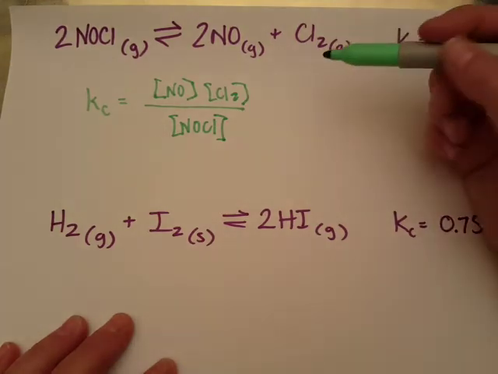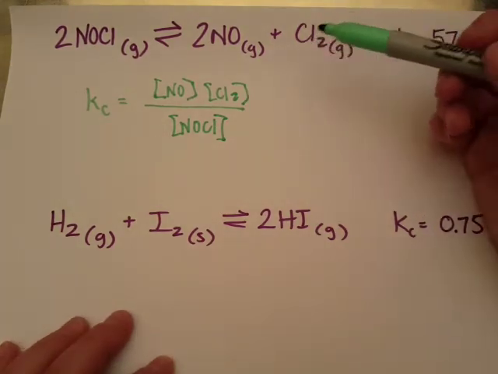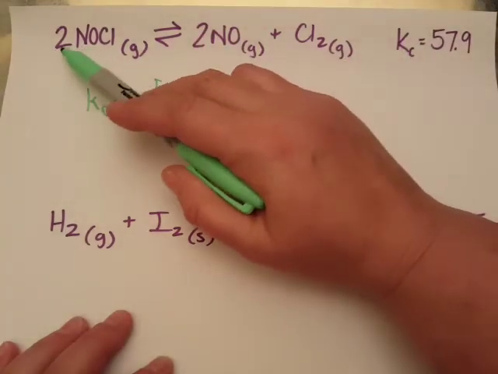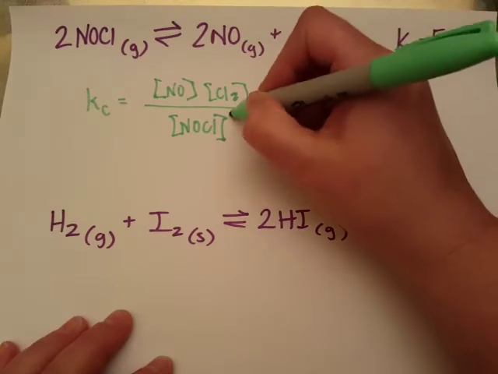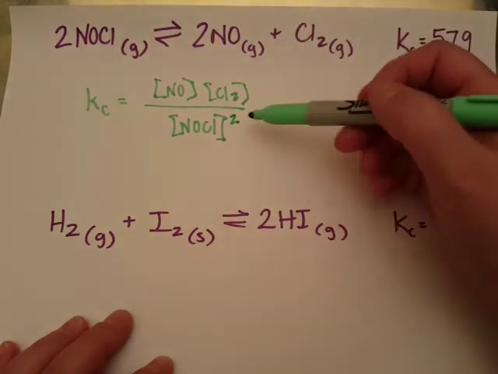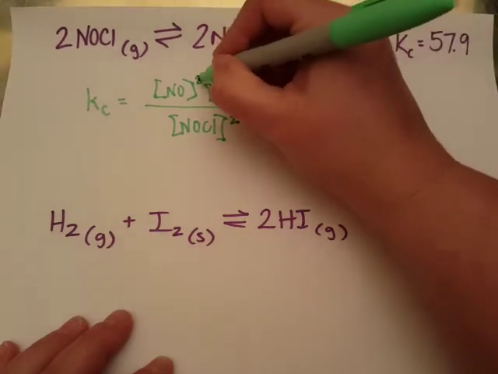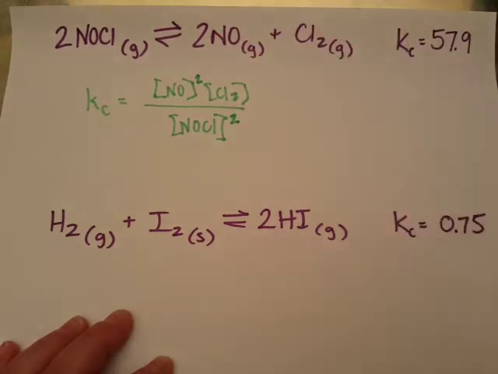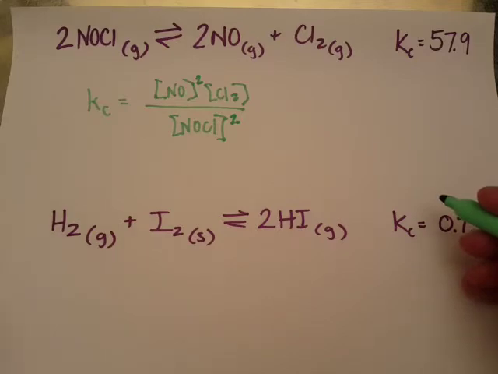And then we're going to use the coefficients as the exponents. So going through here, there's a 2 in front of the NOCl, so I'm going to put a 2 here as the exponent, and also on the nitrogen monoxide. And that's our equilibrium law for this reaction.